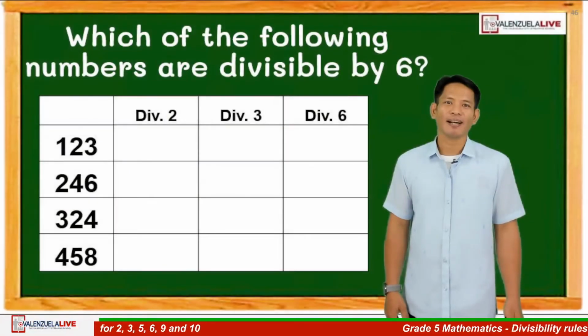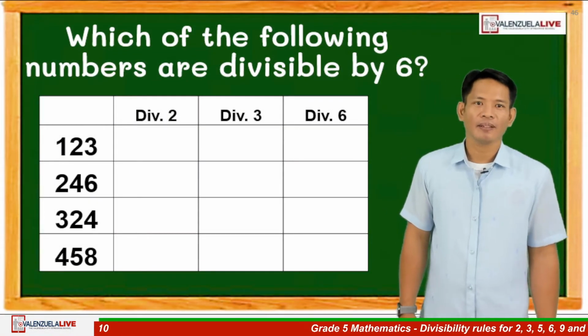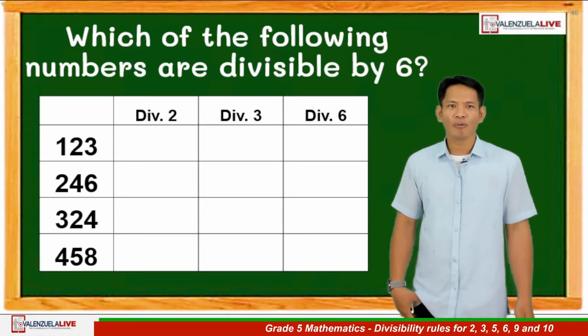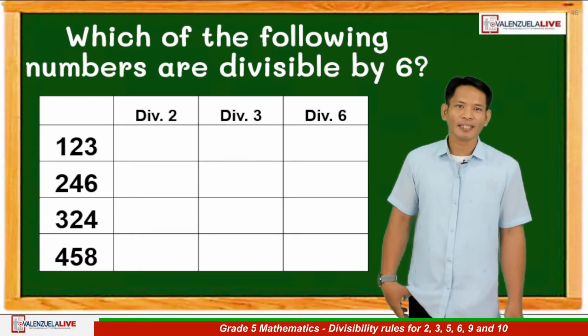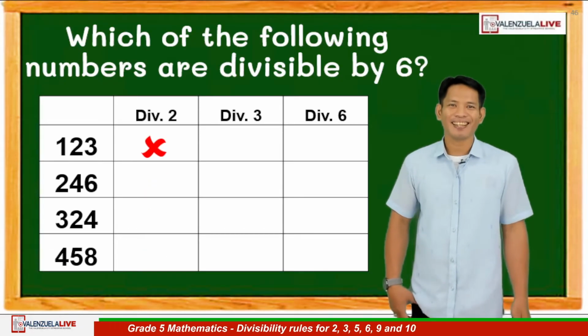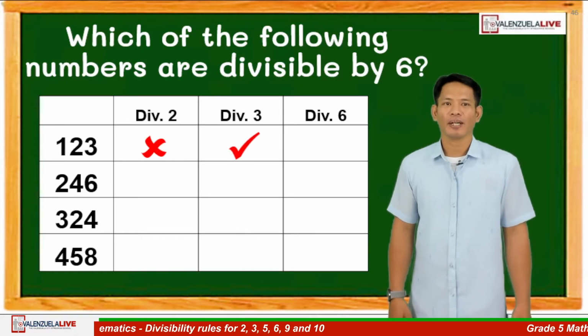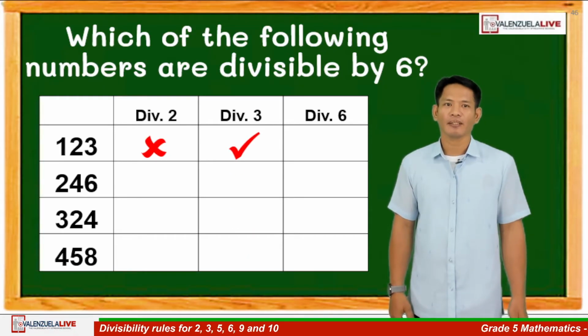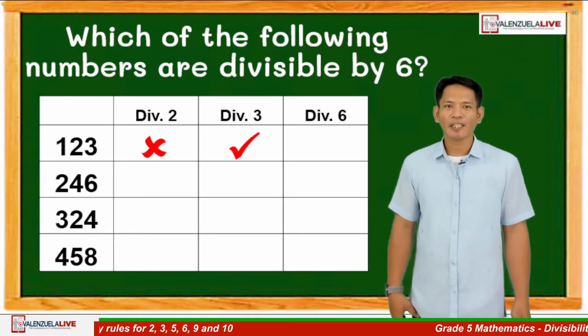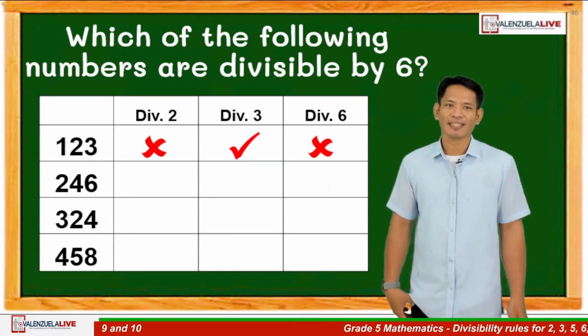Okay, let's find out. Which of the following numbers are divisible by 6? It must be divisible by 2 and also by 3. 123, is it divisible by 2? No, because the last digit is 3. How about divisible by 3? 123 is divisible by 3. Since the number is not divisible by 2, it is not divisible by 6.